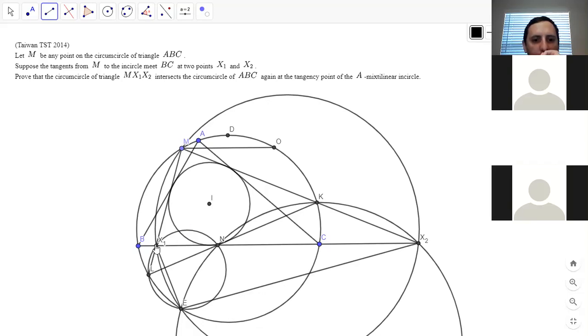So that would take X1 to this point, X2. If I drew these three tangency points to MX1, X2, X1 would go to the midpoint of these two tangency points. X2 would go to the midpoint here. M would go to the midpoint here. Yeah, I think that's not a bad idea, just seeing where E would go to.